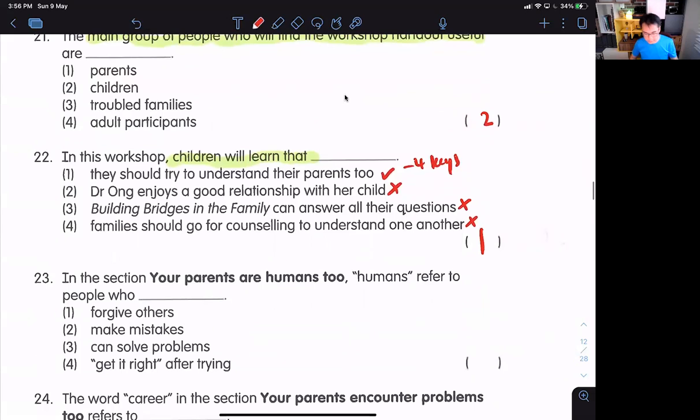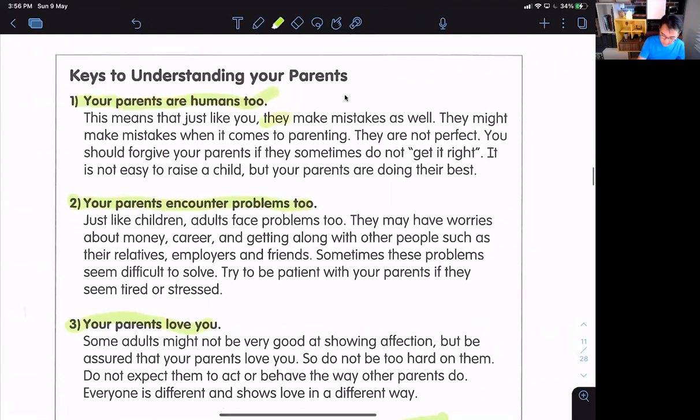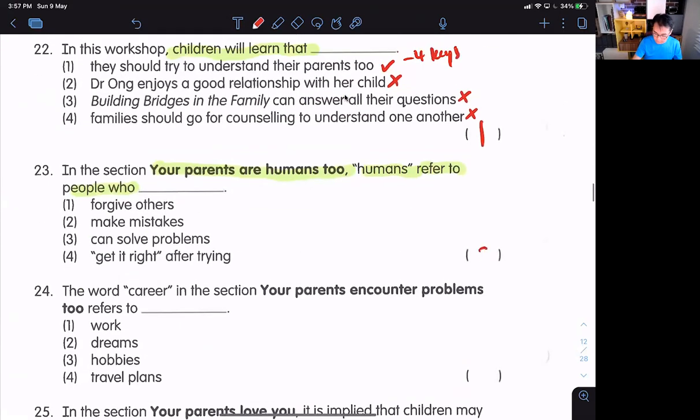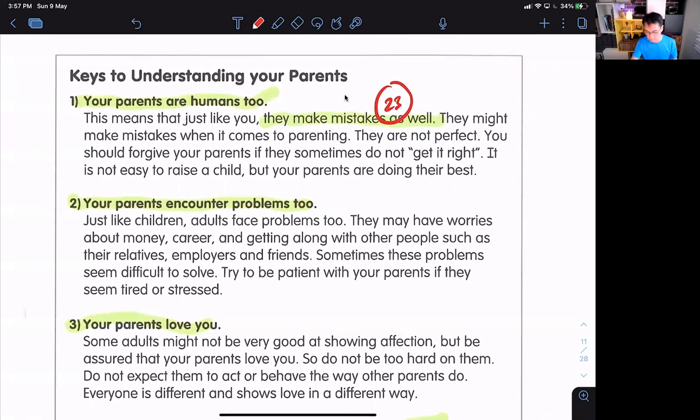Okay, question 23. In the section, your parents are humans too. Humans refer to people who, okay, so over here, your parents are humans too. They make mistakes as well. So this is the answer directly to question 23. Therefore, question 23, they make mistakes. Humans refer to people who make mistakes, right? Again, over here, your parents are humans too. They make mistakes, all right?